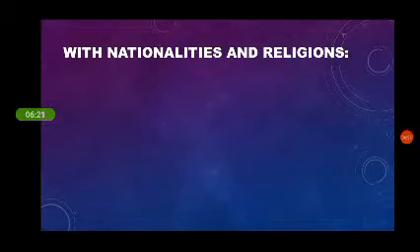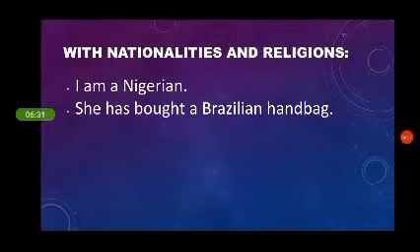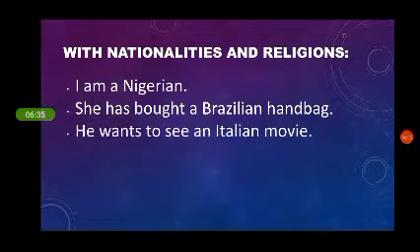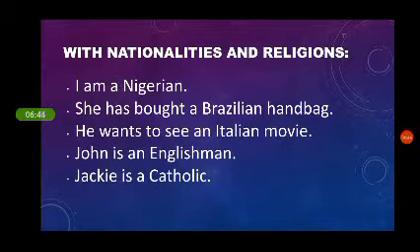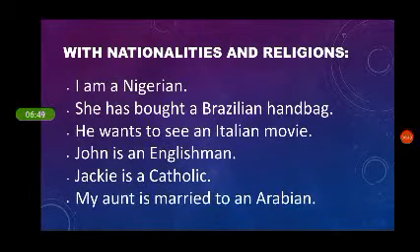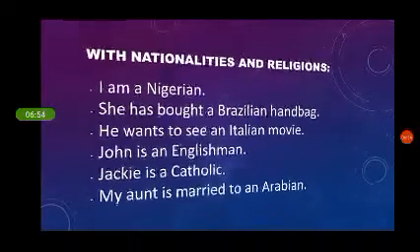We also use a or an with nationalities and religions. For example, we have I am a Nigerian. She has bought a Brazilian handbag. He wants to see an Italian movie. John is an Englishman. Jackie is a Catholic. My aunt is married to an Arabian, and so on.